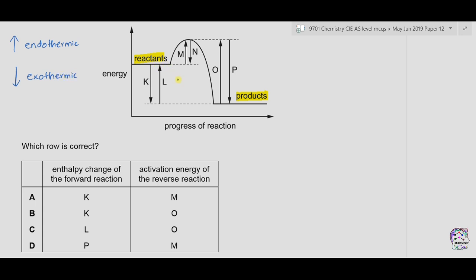Now the difference between the reactants and products is the enthalpy change. And therefore K and L are both the enthalpy changes. K is exothermic change and L is endothermic change. Coming to the options, we have to find the enthalpy change of the forward reaction. Now we can see that the reactants have high energy as compared to the energy of the products. So it means when we are converting reactants into products, the energy is released. So therefore K is the energy of the forward reaction.